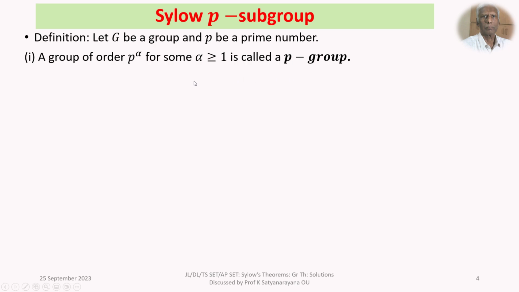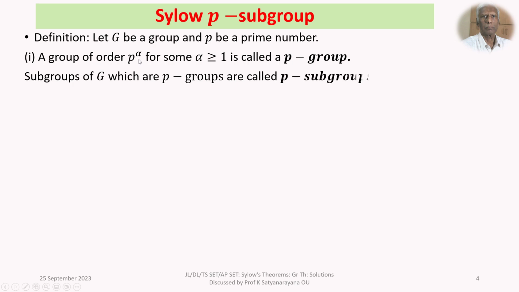Suppose you have a group of order 32. The order is 2 to the power of 5, and it is called a 2-group because p is equal to 2, a prime. Now, the subgroups of G whose order is p to the power of alpha are p-groups. So if you take a subgroup of the above group, it will be a p-group, and they are called p-subgroups.